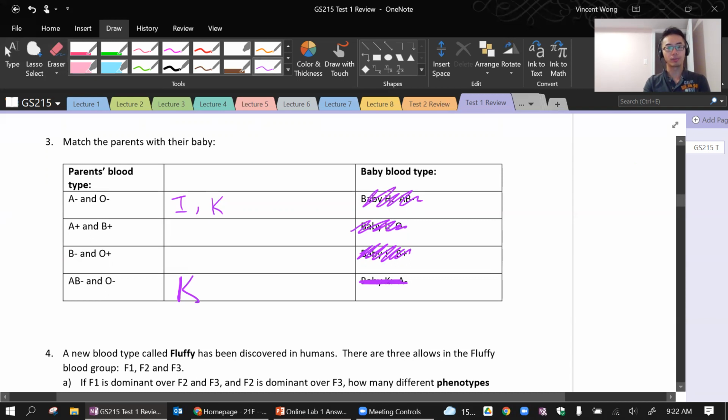Okay, so K is gone. And if K is gone, then I is the baby for the first couple, right? So these 2 are gone. Am I making sense here? Any questions so far?